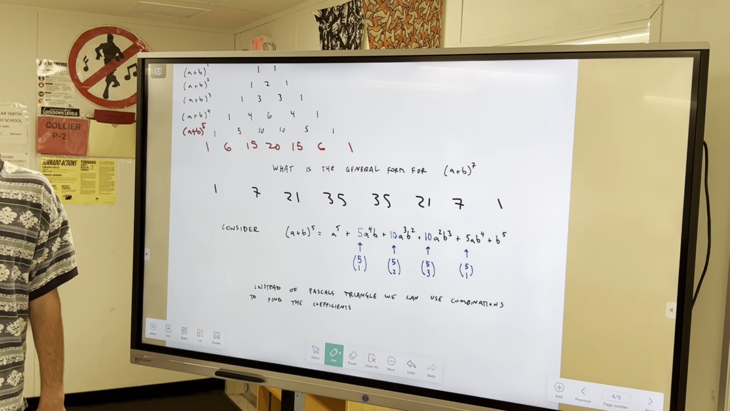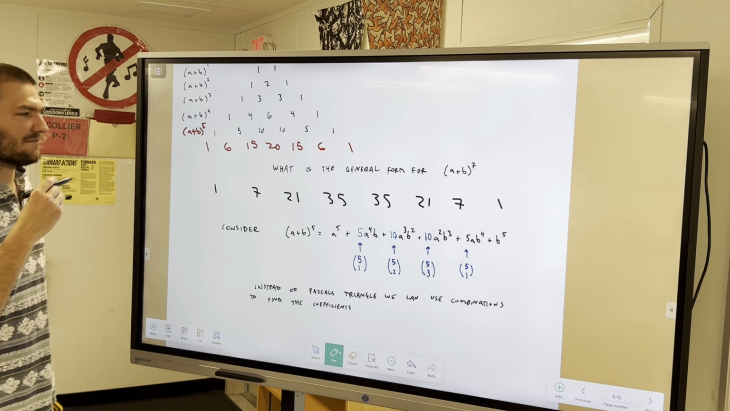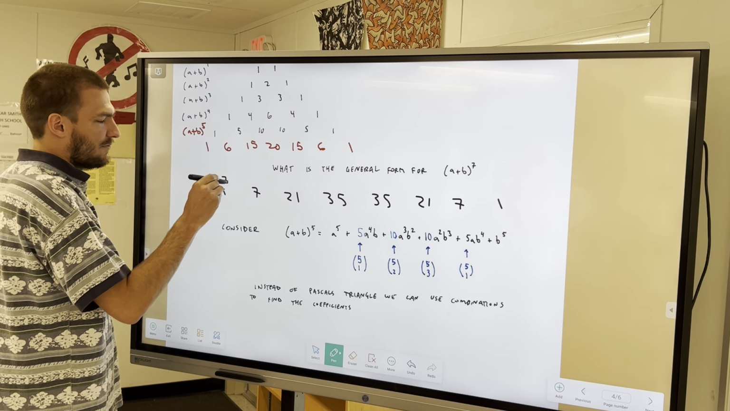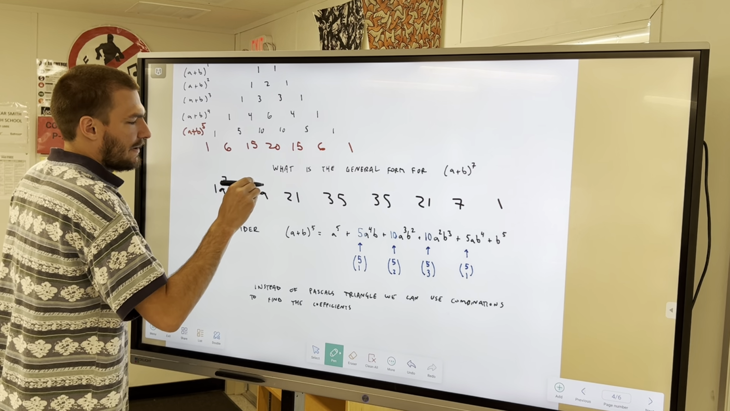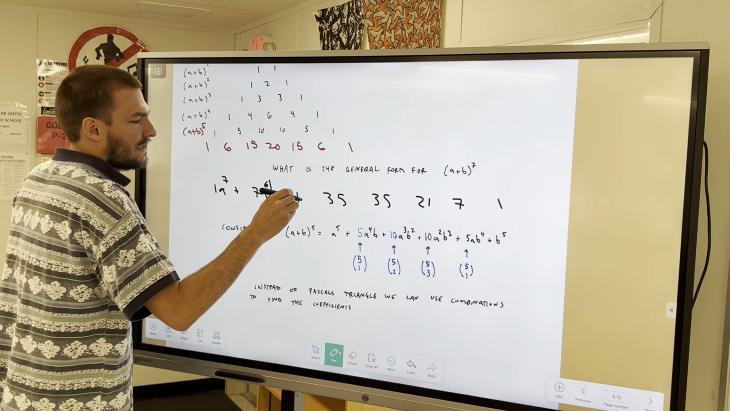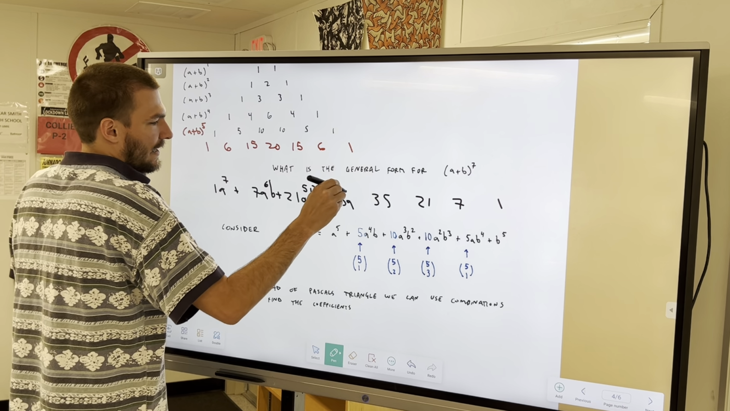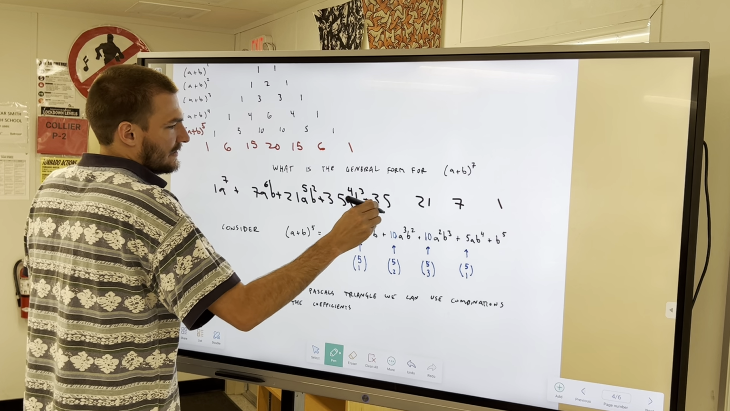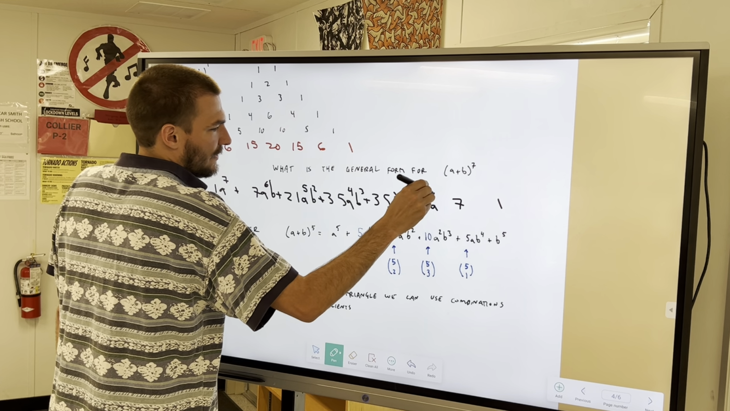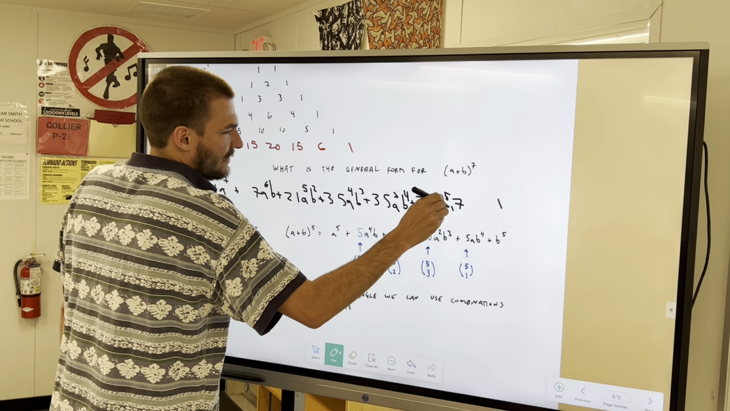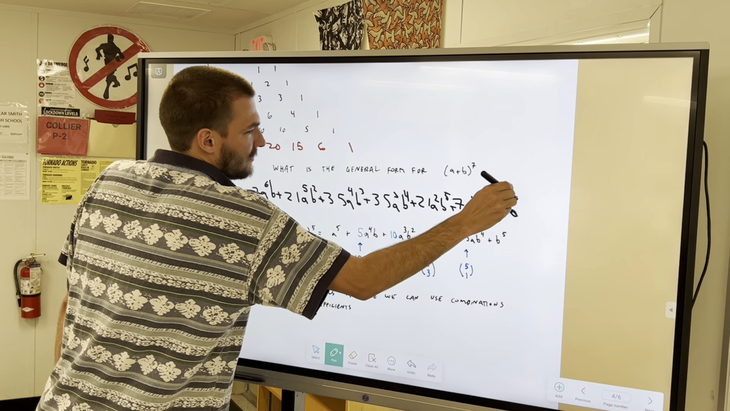Again, this is getting awful. Even using all these shortcuts and tricks, it's still taking forever. We've got a power 7 with 0 b's. A power 6 and 1 b. A power 5 and 2 b's. A power 4 and 3 b's. A power 3 and 4 b's. A power 2 and 5 b's. A power 1, 6 b's, and b power 7.